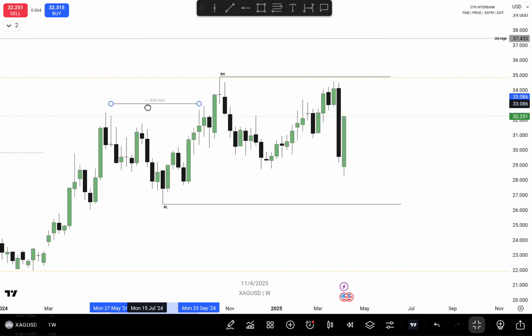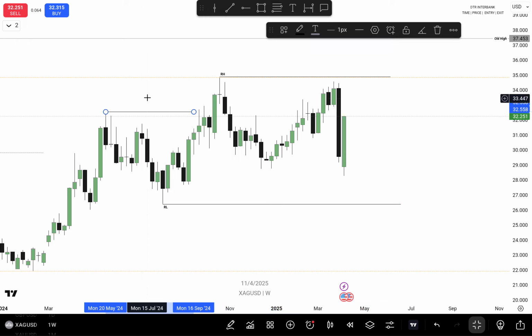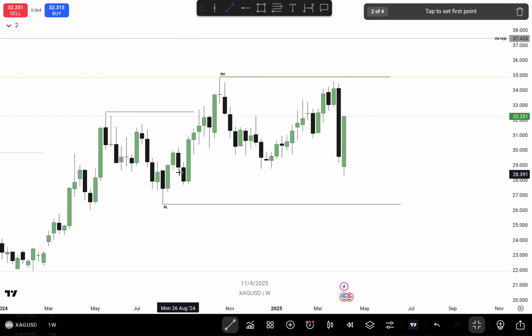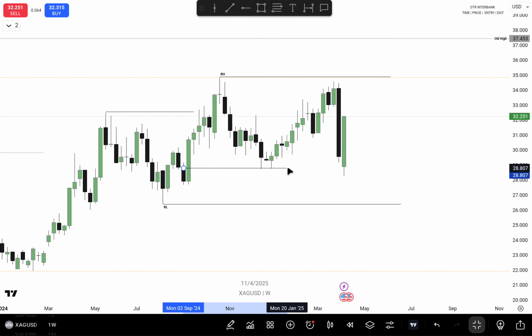Okay, so we broke this out. We dropped down, and then look what happened. We broke up, expansion, retracement into what? Into an order block that resided right here, to the T. This is beautiful, guys.